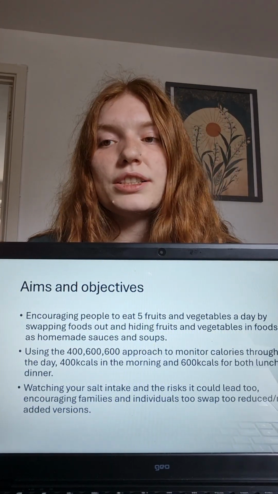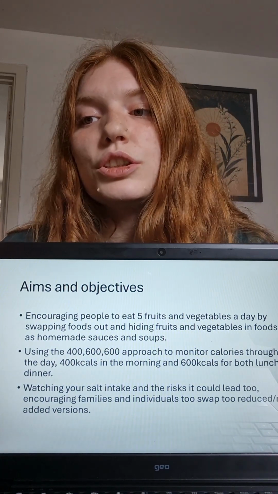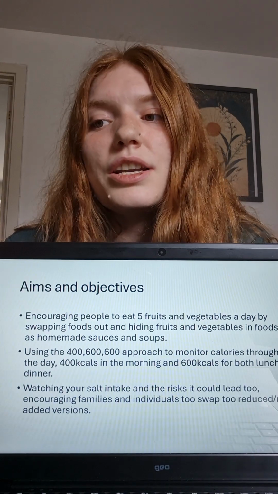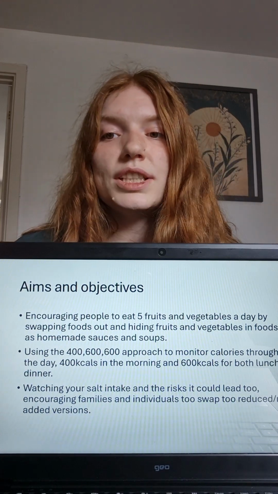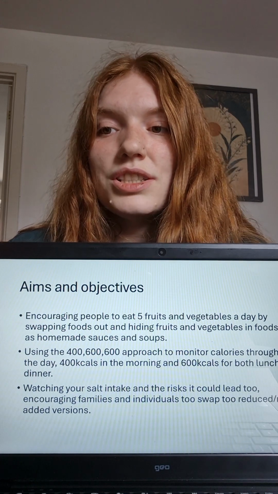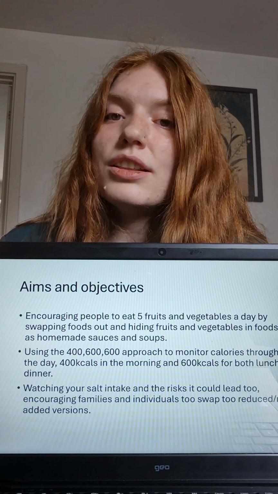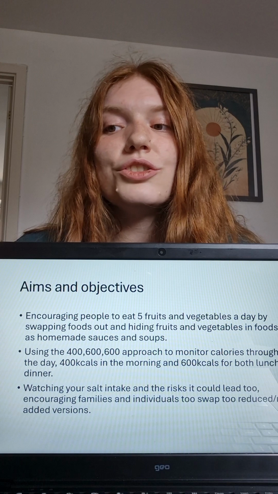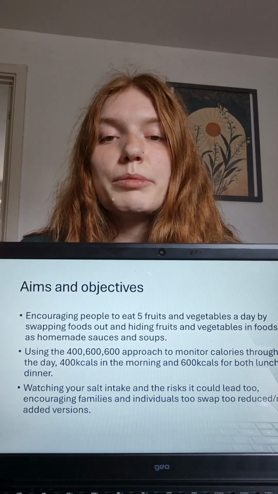What are their aims and objectives? They encourage people to eat 5 fruit and vegetables a day. This can be swapping out foods, hiding fruit and vegetables in foods such as homemade soups and sauces. They also suggested using the 400, 600, 600 approach. This was to monitor calories throughout the day. They suggested that breakfast should have 400 calories, lunch should have 600, as well as your dinner. This allows a balanced meal throughout the day.